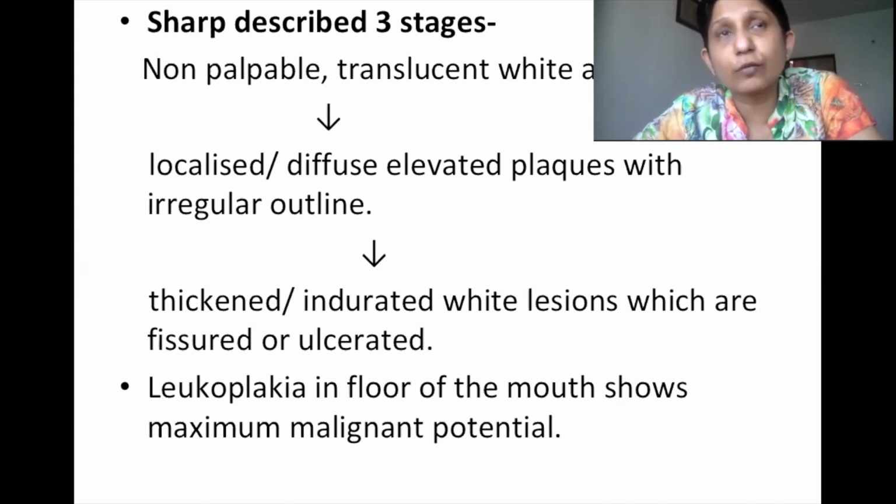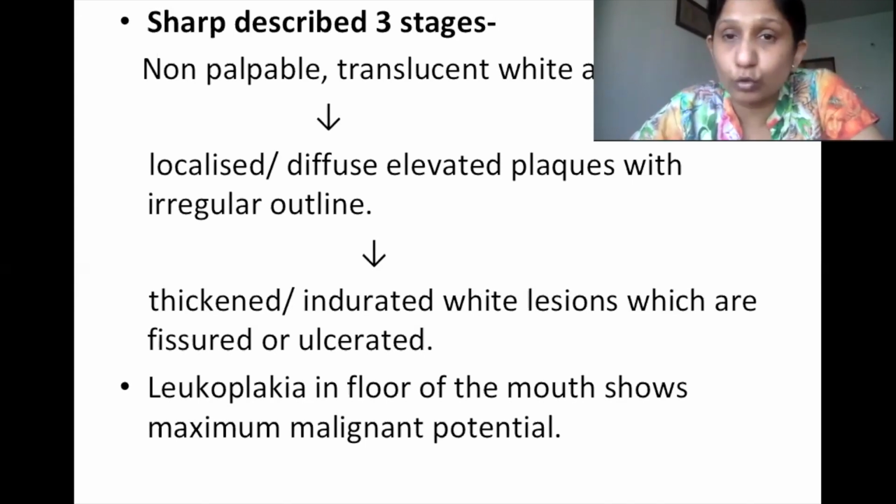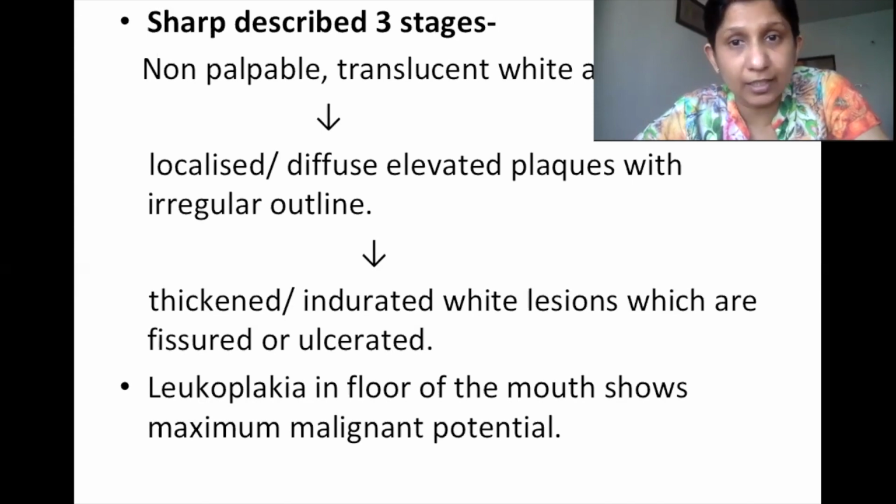As a result, not only can you see the white area, but you can also feel it with your fingers. So you can palpate it. It's due to the thickening or the induration. Once it becomes palpable and increases in its thickness, it can undergo fissuring and ulceration. Fissuring is like irregular areas on the surface, and then you can even see ulcerated areas.